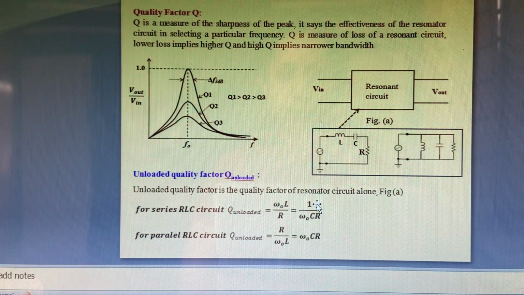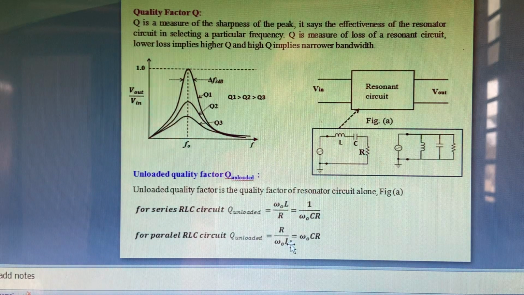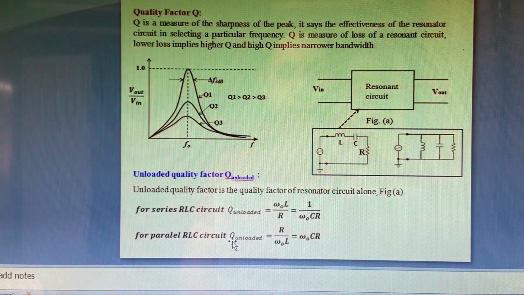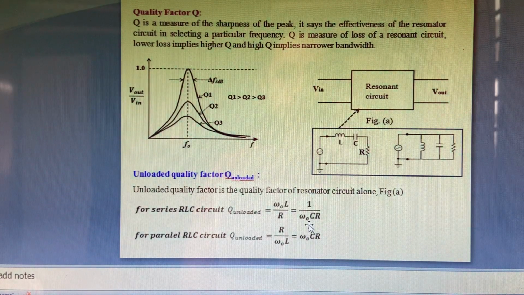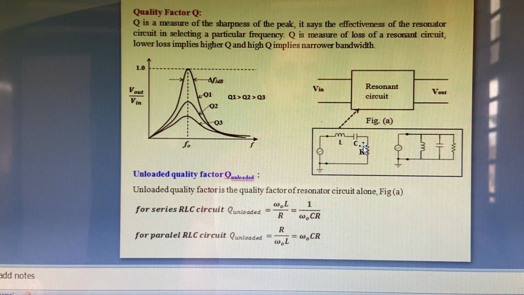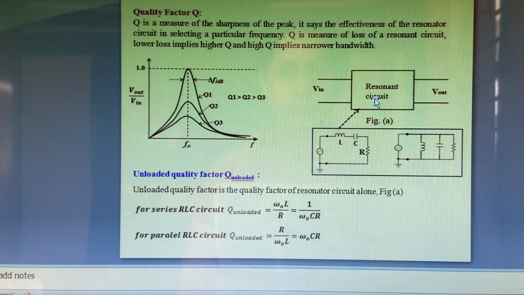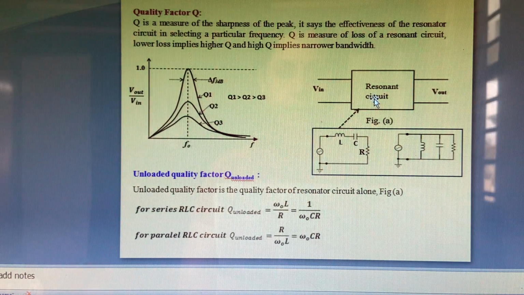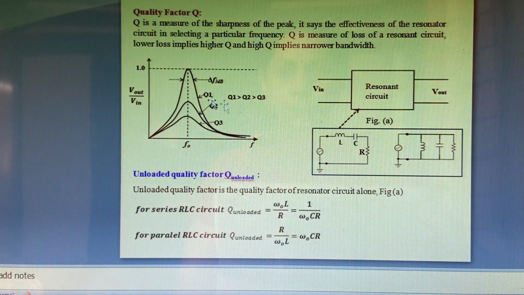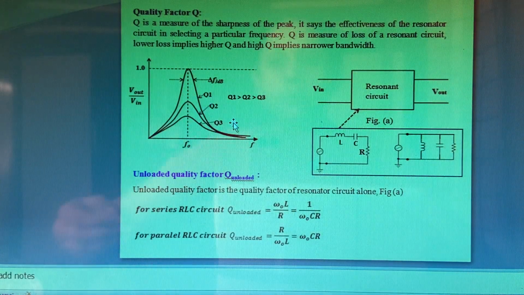R can also be calculated if you know the capacitor value. Similarly, for the parallel resonant circuit, the quality factor is given by this equation, R divided by omega naught L. So this quality factor is a very important parameter in the case of a resonator circuit. It says the selectivity, how effective it is in selecting a particular frequency or generating a particular frequency. So here selectivity means lesser bandwidth, that is, more selective in signal.